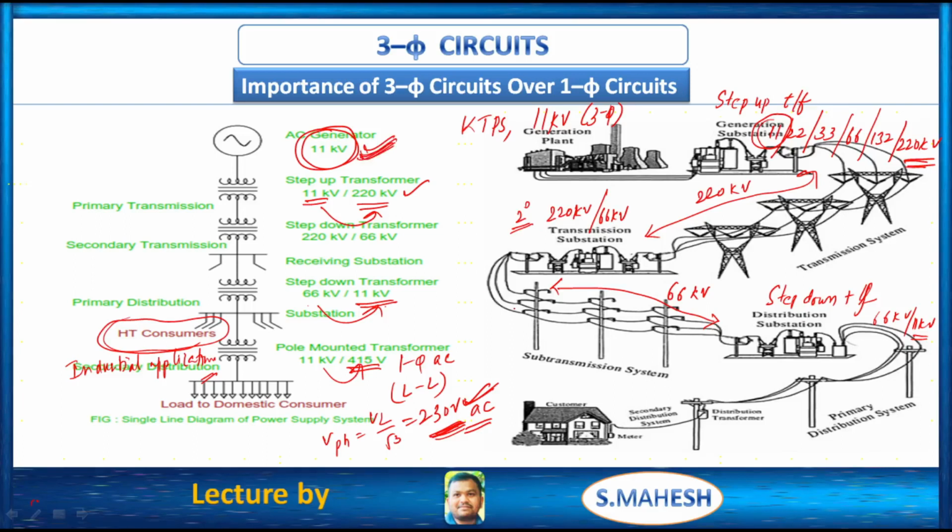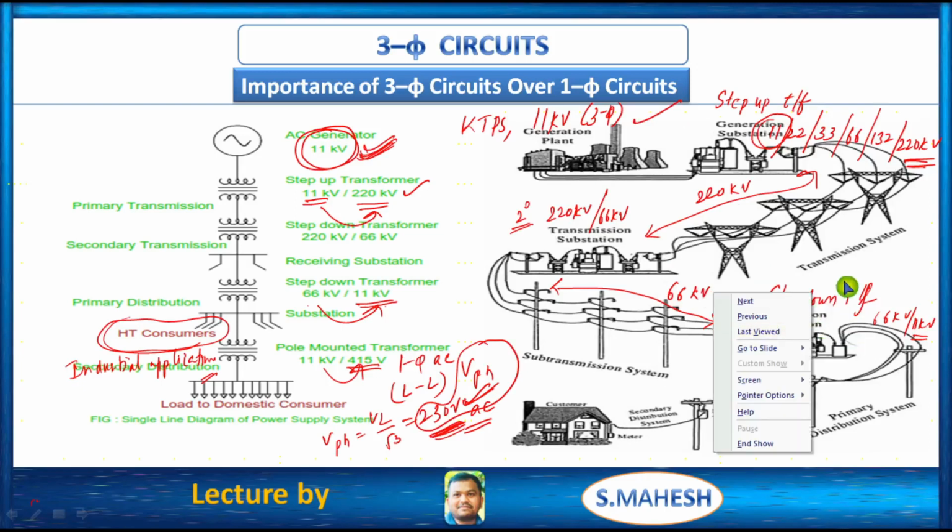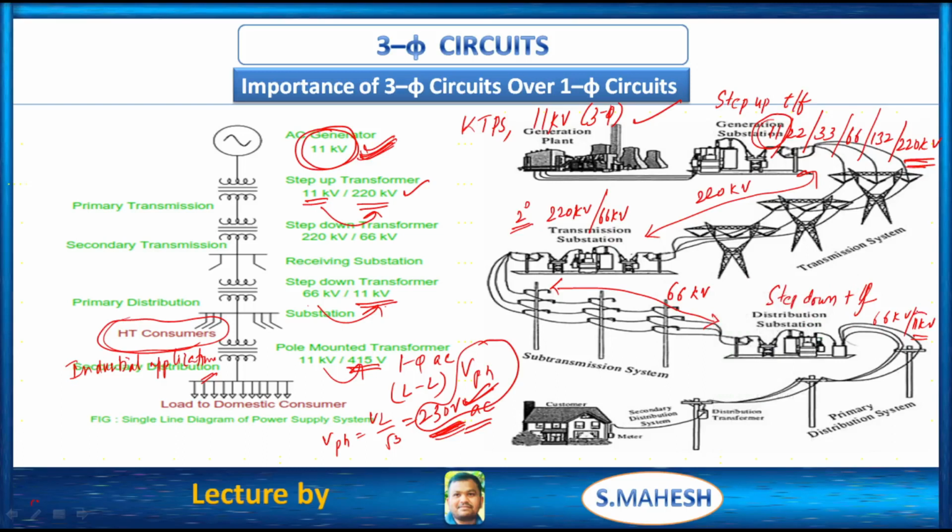This is the basic mechanism to get 230 volts or 440 volts line to line voltage, or 230 volts phase voltage in our homes. See, 11 kV is generated, 220 kV is transmitted. Again, it can be stepped down to 66 kV. Now, 66 kV is transmitted at the primary distribution center. That 66 kV can be stepped down to 11 kV.